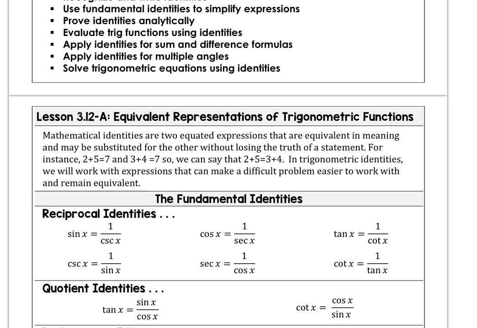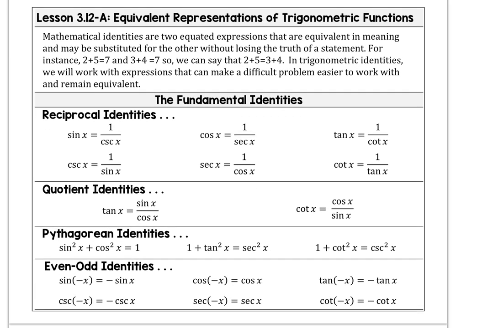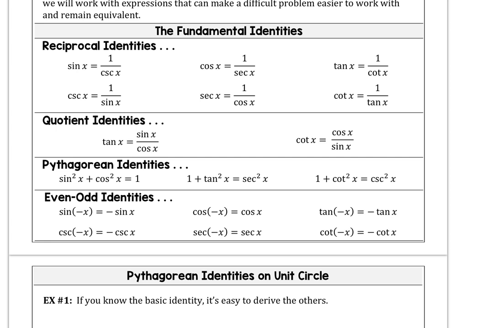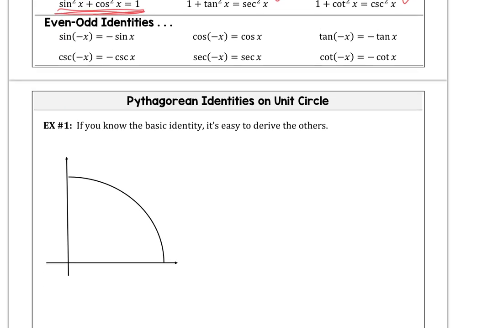Today we're talking about equivalent representations for trig functions. We're going to jump into the idea of identities. We know our fundamental identities from several lessons ago, and we're introducing Pythagorean identities today. Sine squared plus cosine squared equals 1. This is my main go-to identity right here. If I know that one, I can derive the other two using graphs. So let's jump into that proof right here.